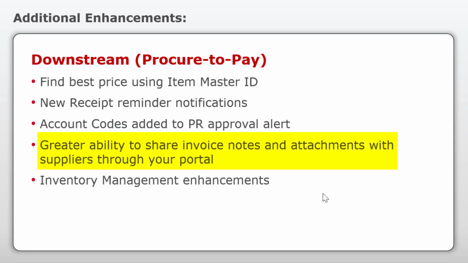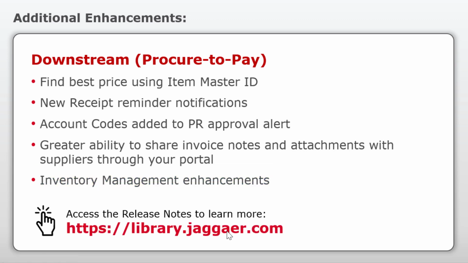For JAGGAER invoicing clients, there's an enhanced ability to share invoice notes and attachments with suppliers through your supplier portal. That's through a combination of new features outlined in the Invoicing 20.2 video. And inventory management gets another handful of enhancements you can learn about in the 20.2 documentation as well. Again, it's all in the product release library at library.jaggaer.com.